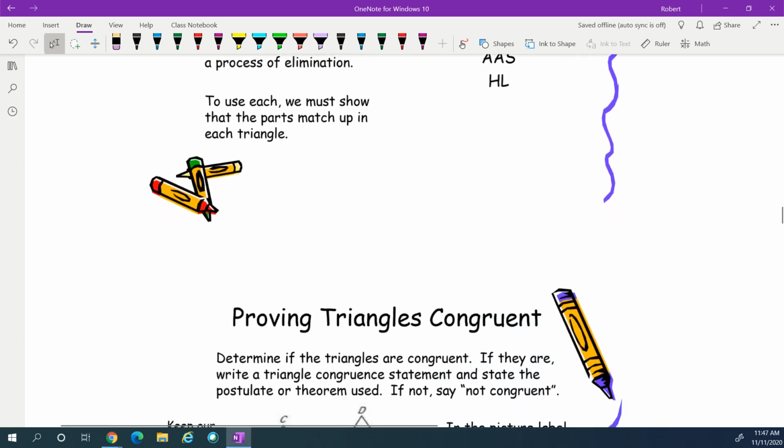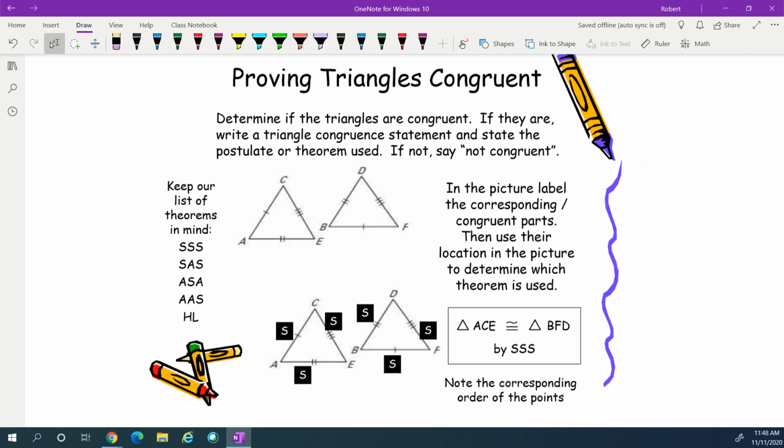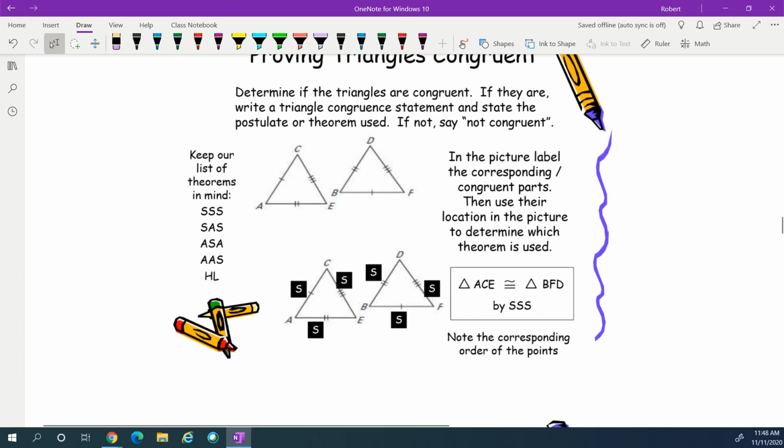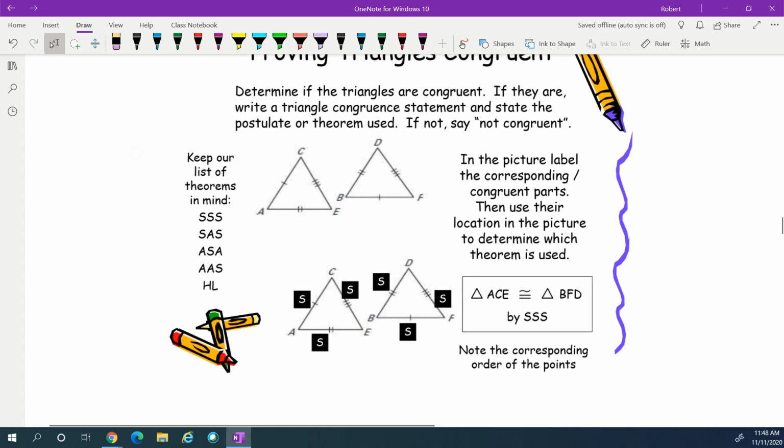So in each of the following slides, there's a lot going on, but what you really have to pay attention to is the picture in the middle and then the result in the box. Everything else is going to stay the same. Now, on the left, I'm keeping the list of 5 ways to do this. Process of elimination. If it doesn't match any of those, then we're going to say not congruent. And again, we want to focus on the picture in the middle and the result or the answer in the box. Everything else is kind of an explanation or directions.